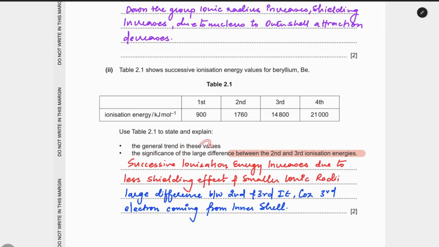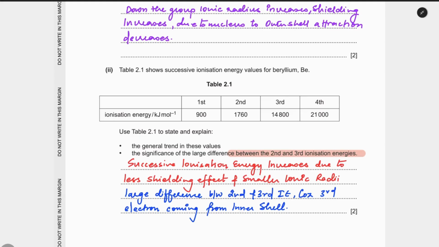So you have to write the general trend for these values, and also write the significance of the large difference between the second and third. As you can see, it goes from 1760 to 14800. As you know, successive ionization energy increases due to less shielding effect. Why? Because electrons are removed, so the shielding effect becomes less, because the ionic radius becomes smaller. Now they are asking about the large difference between the second and third. Why? Because it is coming from the inner shell electrons, not the outermost.